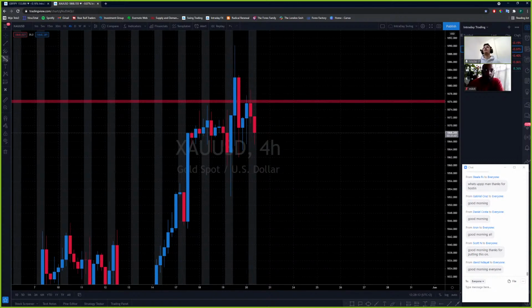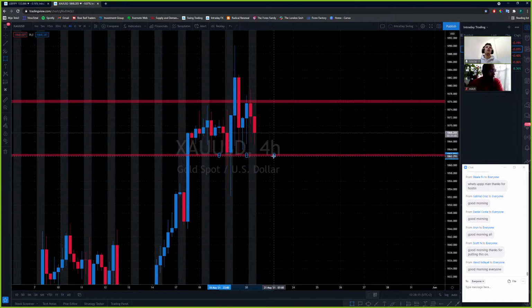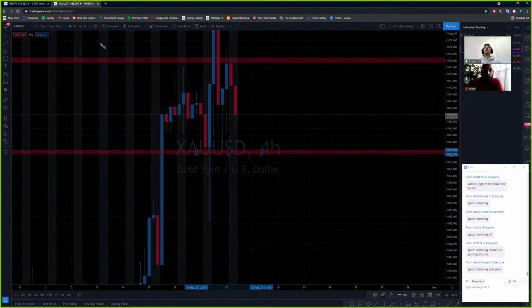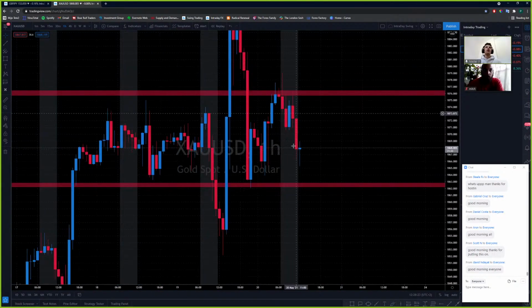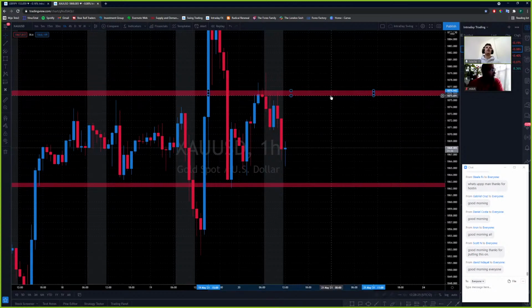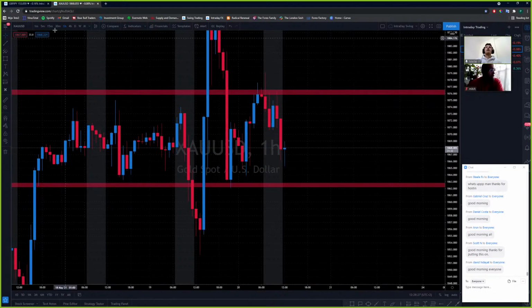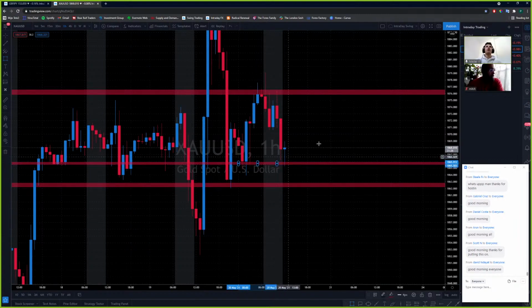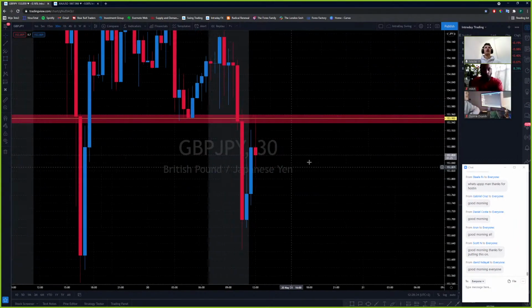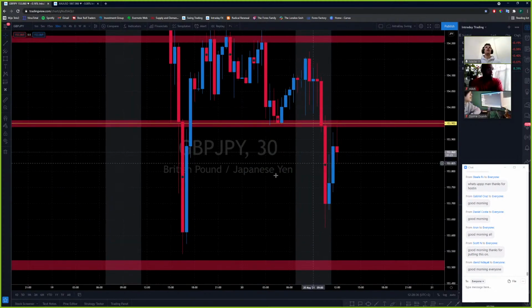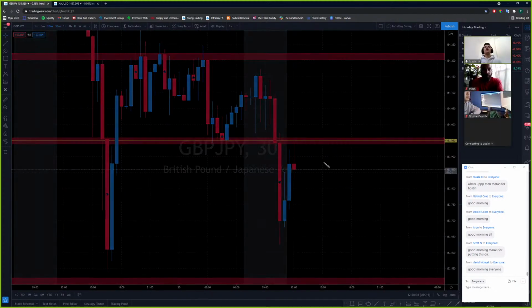And if we look left, we see that there's a 4-hour support at 1862.5. So let's take a look at the 1-hour. The 1-hour is kind of stuck in this range, respecting this minor support. So let's have a look at GJ in the meantime, as GJ is looking a little nicer than gold.